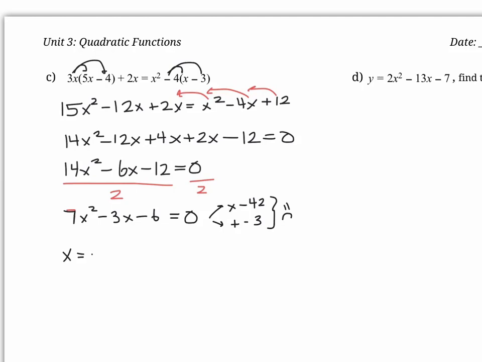So the quadratic formula is negative b plus or minus the square root of b squared minus 4ac all over 2a. And if we remember from grade 10, that a, b, c, those are just the coefficients of x squared, x, and our constant term. So this guy here, that's our a value. This guy here is our b value. And this guy here is our c value. So let's fill in what we know.